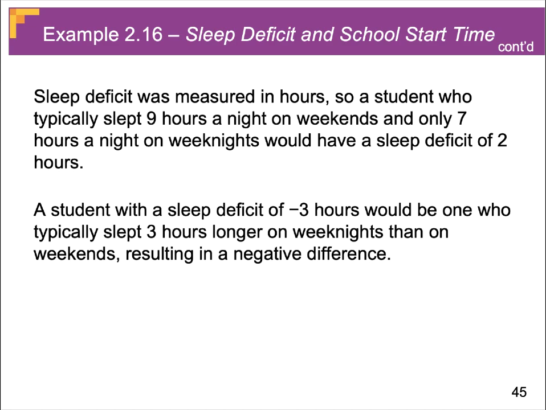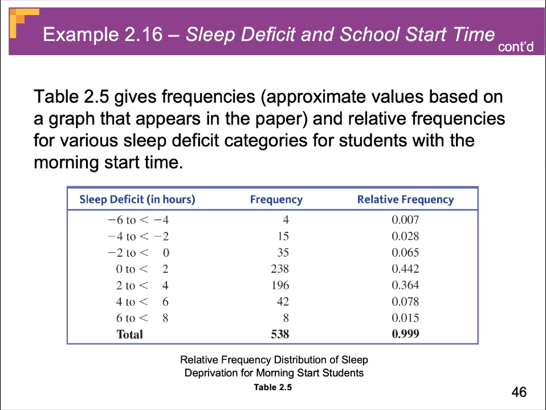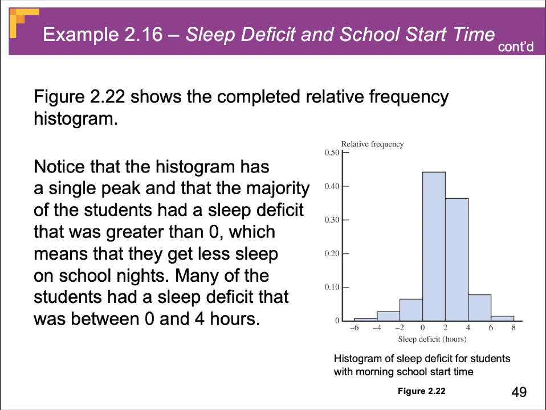A student with a negative sleep deficit, so something like -3, that would mean that they slept 3 hours longer on weeknights than they did on weekends. So we could have some positive and some negative values. Here we look at the frequencies, and because this was such a large data set, using the frequency would not be appropriate for your histogram. You would want to look at the relative frequency here simply because of how many items you had in each category. So you would look and you would see a histogram that ended up looking like this.